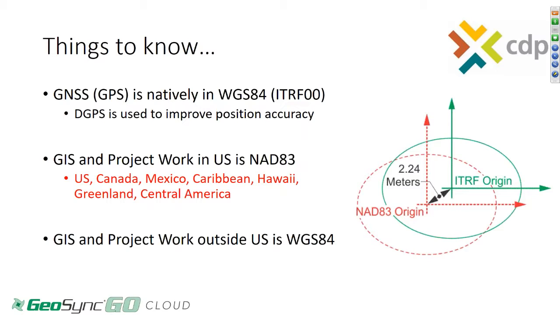NAD83 in North America. When you have GIS and project work, design work that's going on outside of the U.S. or North America, then that work is primarily delivered in a WGS84 datum or data frame.